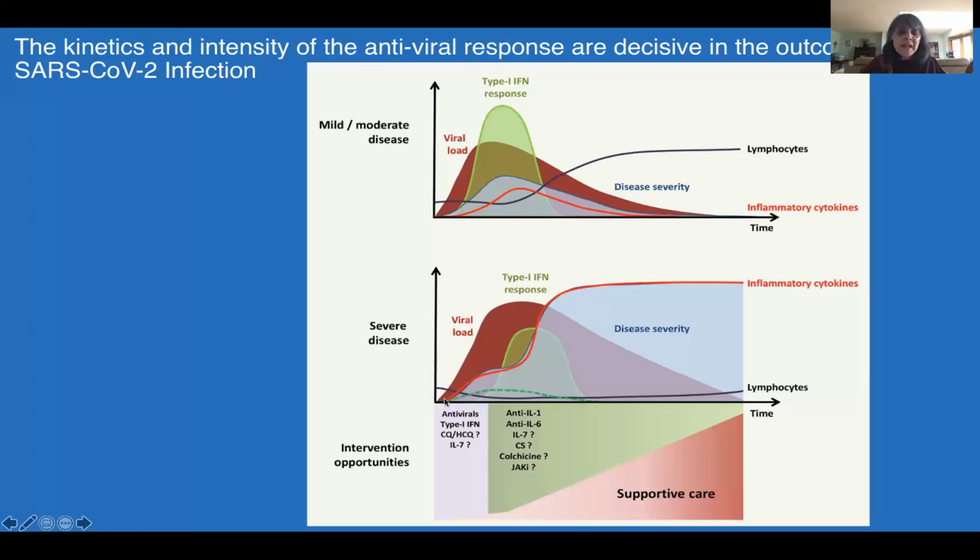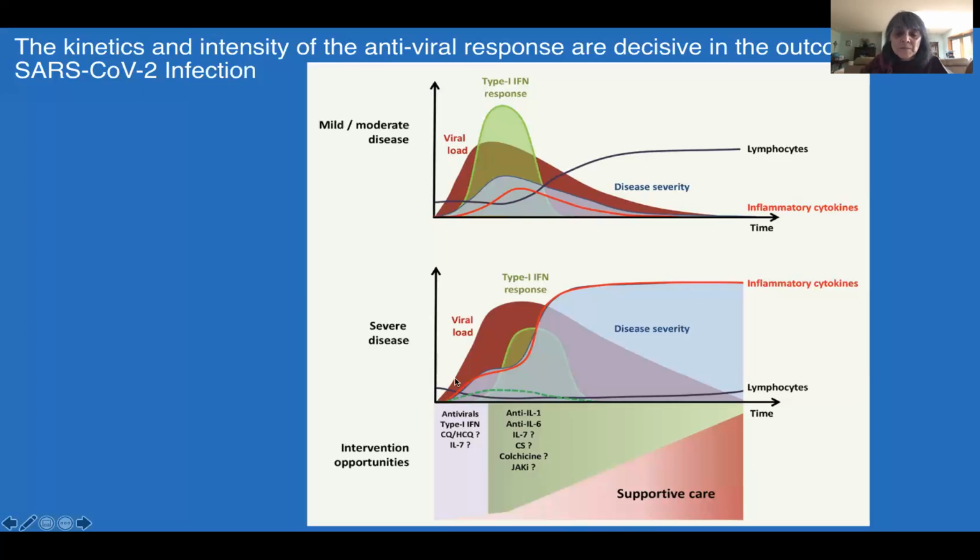So what seems to happen in severe disease is, notice this green peak here, that's your type 1 response. Instead of occurring within a day or two of an infection, it's delayed. So this peak is shifted over to the right. And because it's delayed, the virus can replicate with wild abandon.